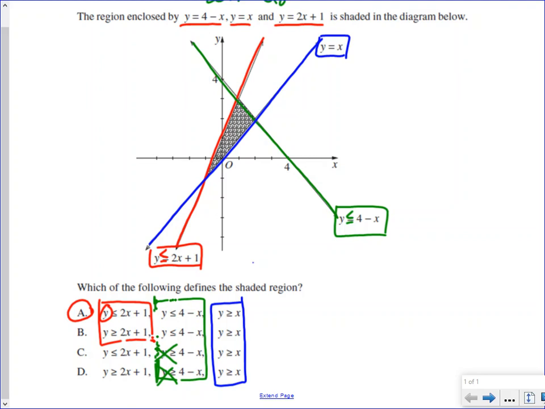Anyway, nice short and sweet video here, but I thought it would be useful for us to talk about how we can express a region that's already been shaded on there for us between 3 functions. Anyway, hopefully this has been helpful.